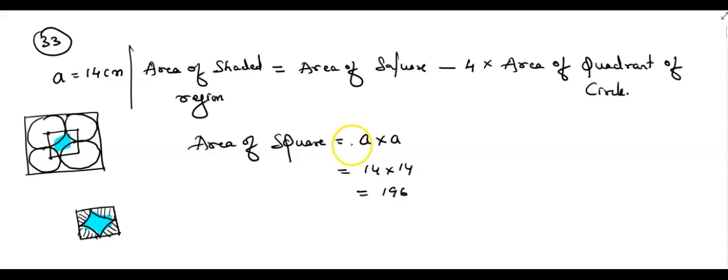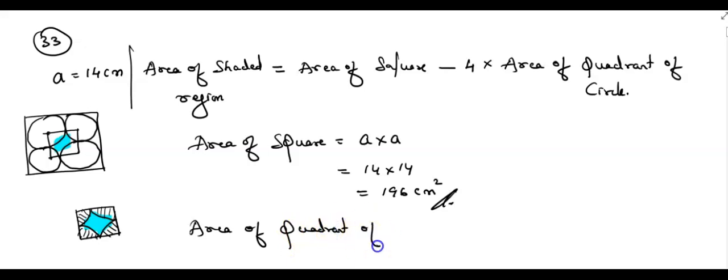That is 196 centimeter square. Now what is the area of a quadrant of a circle? First you find this, the area of a quadrant of a circle. What is the formula? Area of a quadrant of a circle is pi r square by 4.